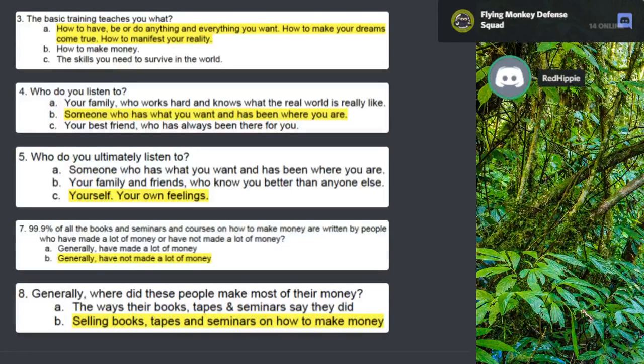If a super wealthy person wrote a book on how to make money, did they actually write the book themselves, or did they have a ghostwriter write it? Ghostwriter. Yes, they did not write the book. They had a ghostwriter write it.